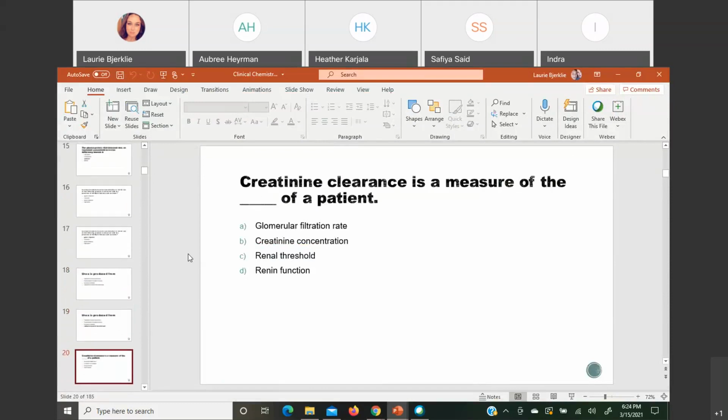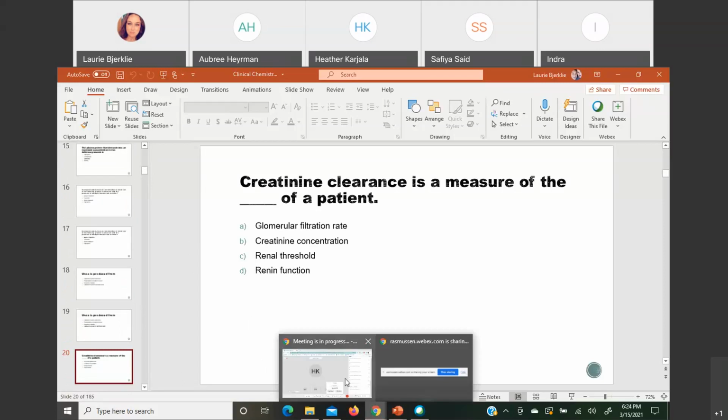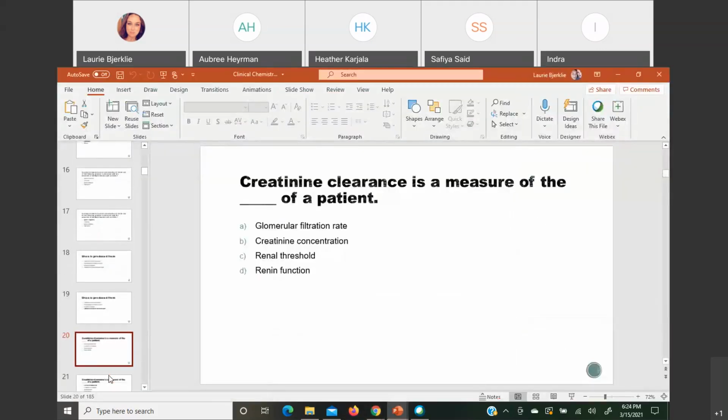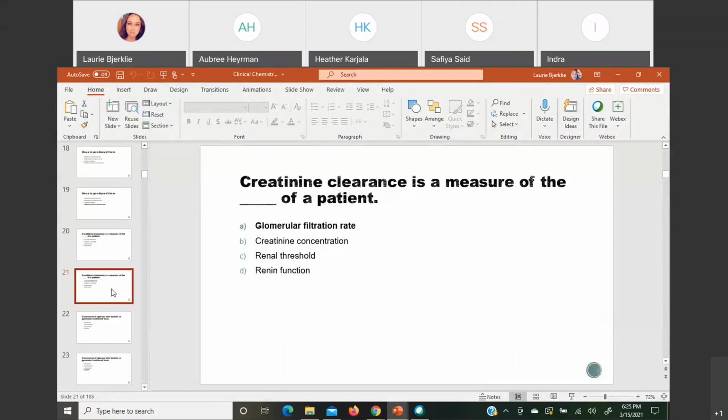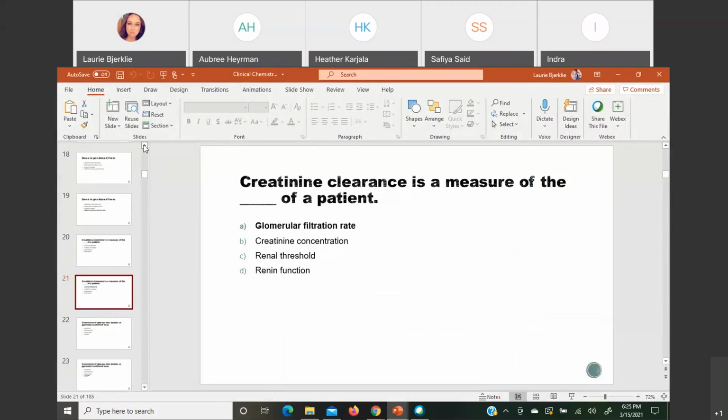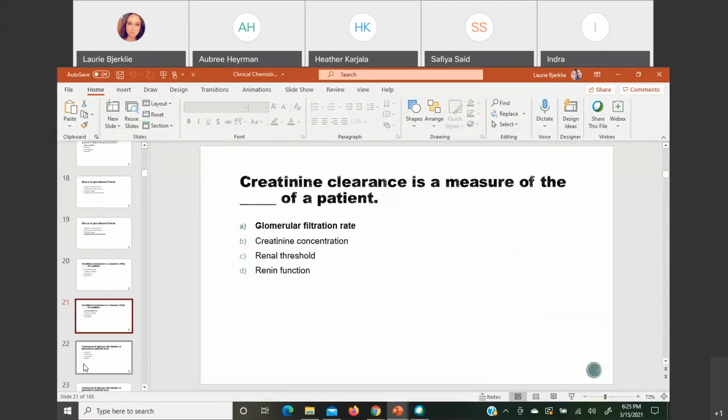Okay, creatinine clearance is a measure of the blank of a patient. So creatinine clearance measures what? Good. Everybody looks like they got this one. It is the glomerular filtration rate. Perfect. The GFR.